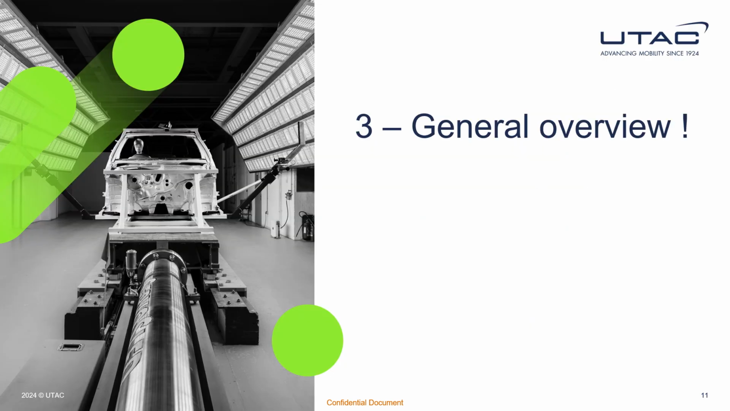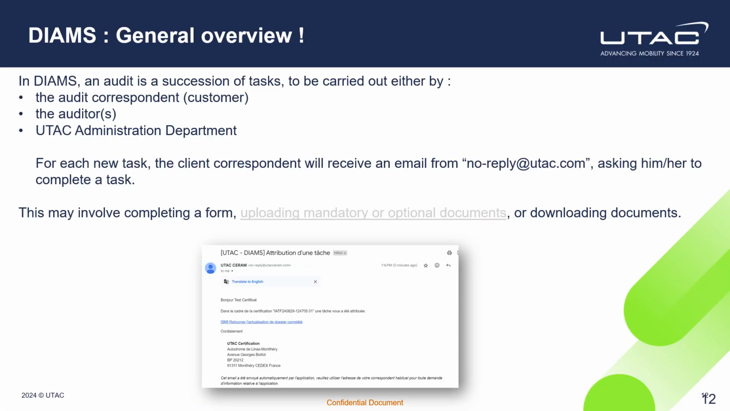Part 3, General Presentation. In DIAMS, an audit is a series of tasks to be performed by the audit correspondent, the client, the auditors, and the UTAC Administrative Service. For each new task, the client correspondent will receive an email from no-reply at utac.com asking them to complete a task. This may involve completing a form, uploading mandatory or optional documents, or downloading documents, with working documents accessible depending on the tasks to be completed.